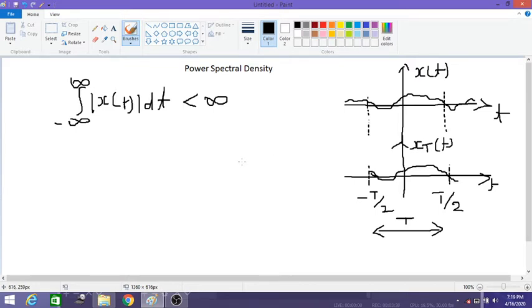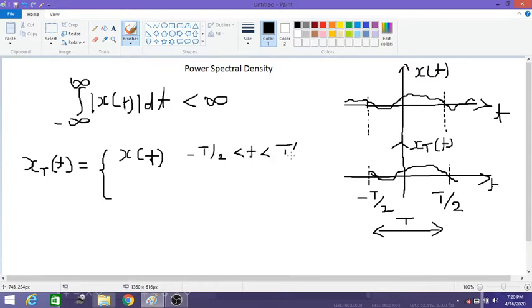So now let me write this definition. x_T of t is actually x of t itself, but only for a certain interval, not for the entire range. It is equal to x of t from minus T by 2 to plus T by 2. Here the variable is time t, so it ranges with respect to time t from minus T by 2 to plus T by 2, and 0 otherwise.